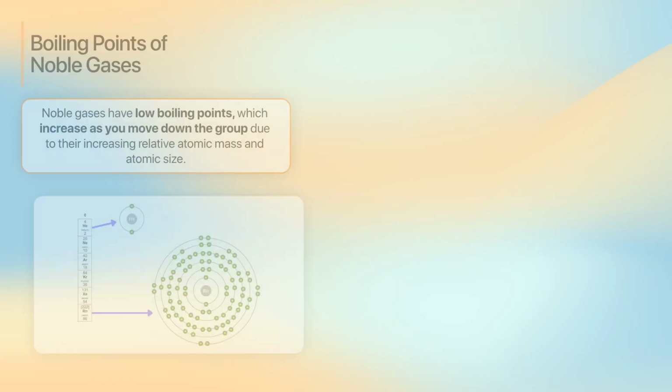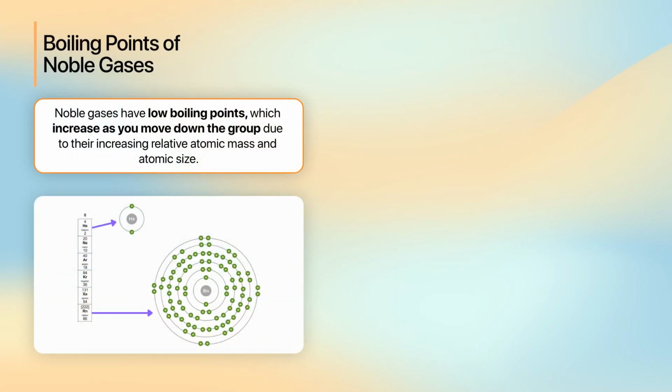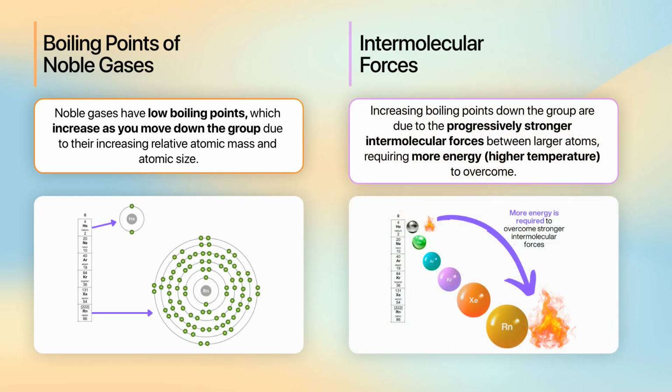Great work! That's everything for today. In today's lesson, we learned that the boiling points of noble gases in group 0 increase as you move down the periodic table due to their increasing relative atomic mass and atomic size. We also saw that the increasing boiling points of noble gases down group 0 are due to the progressively stronger intermolecular forces between larger atoms, which require more energy to overcome. This lesson has built a strong foundation for recognizing how atomic structure affects physical properties.